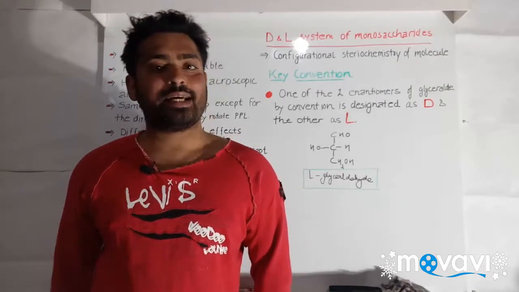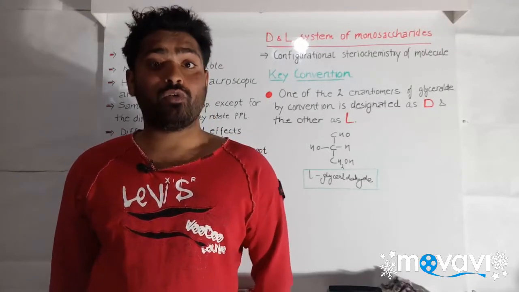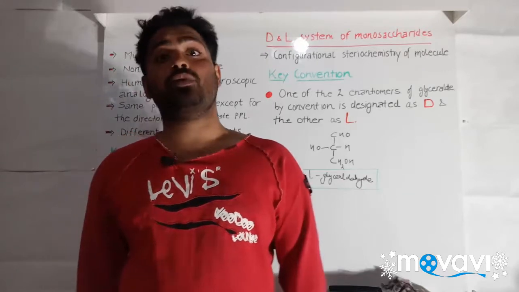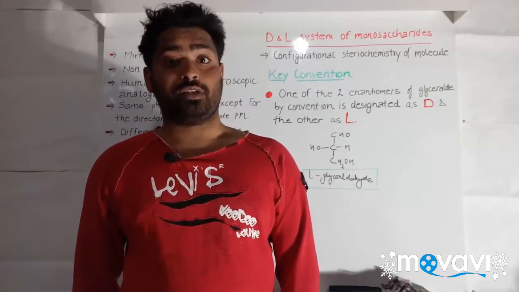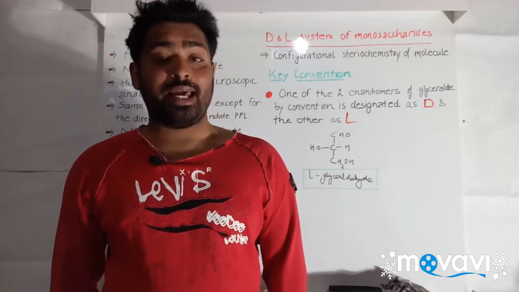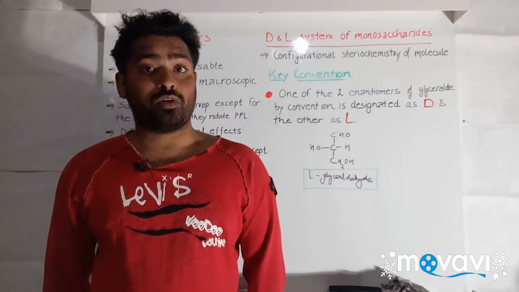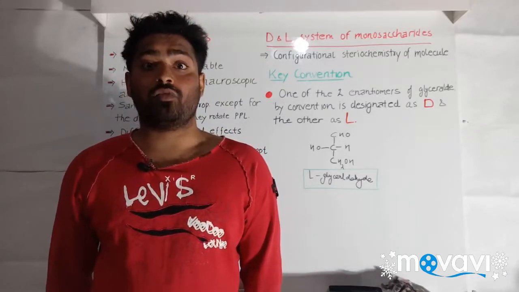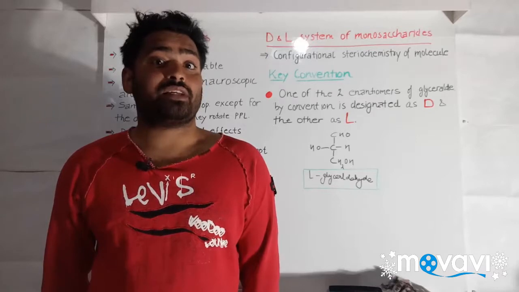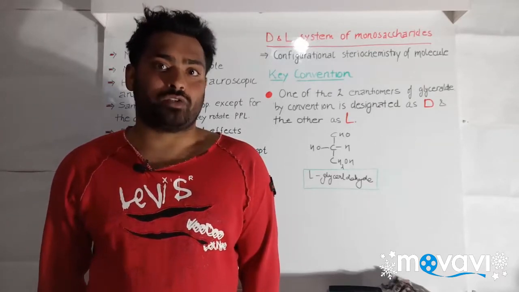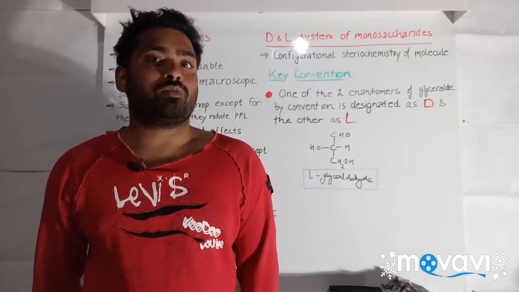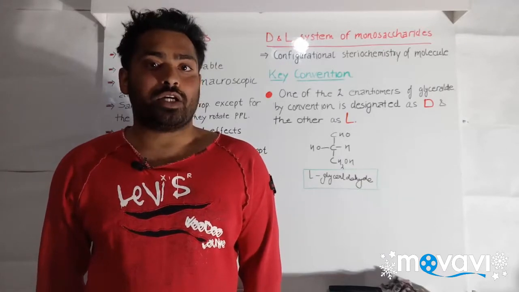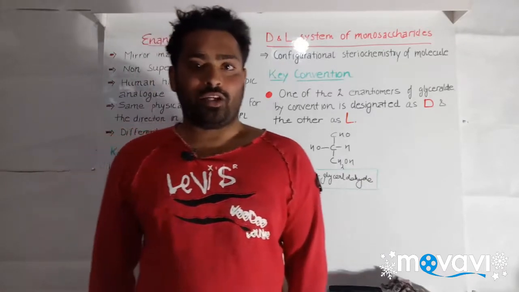Greetings friends, in the last video we talked about what is chirality or asymmetry in carbohydrates, especially monosaccharides. In this video we would talk about what is the effect of this chirality. We know if there is chirality then there would be stereoisomers, and in this video we would talk about one of those stereoisomers, that is the enantiomers.